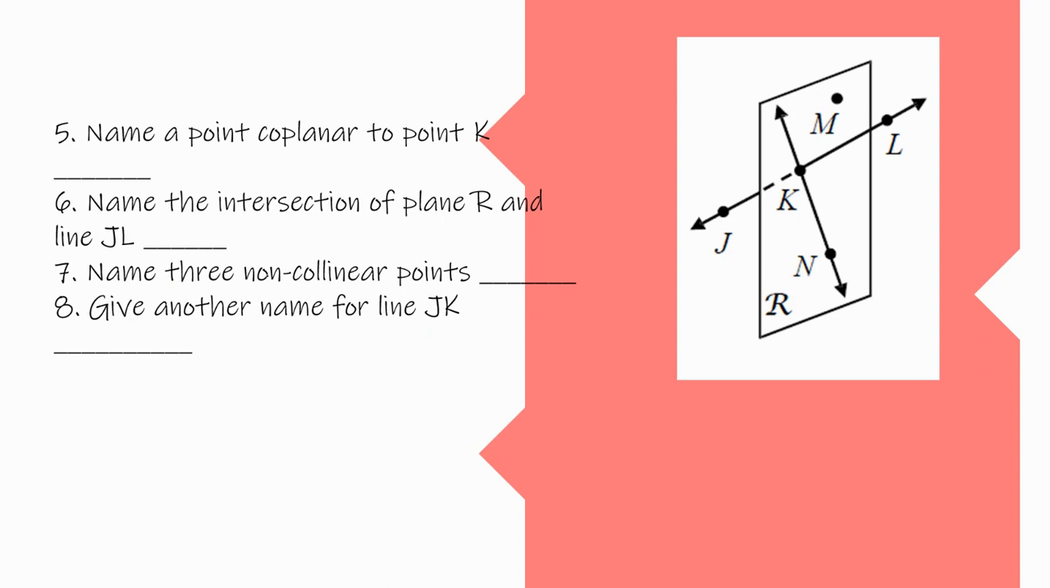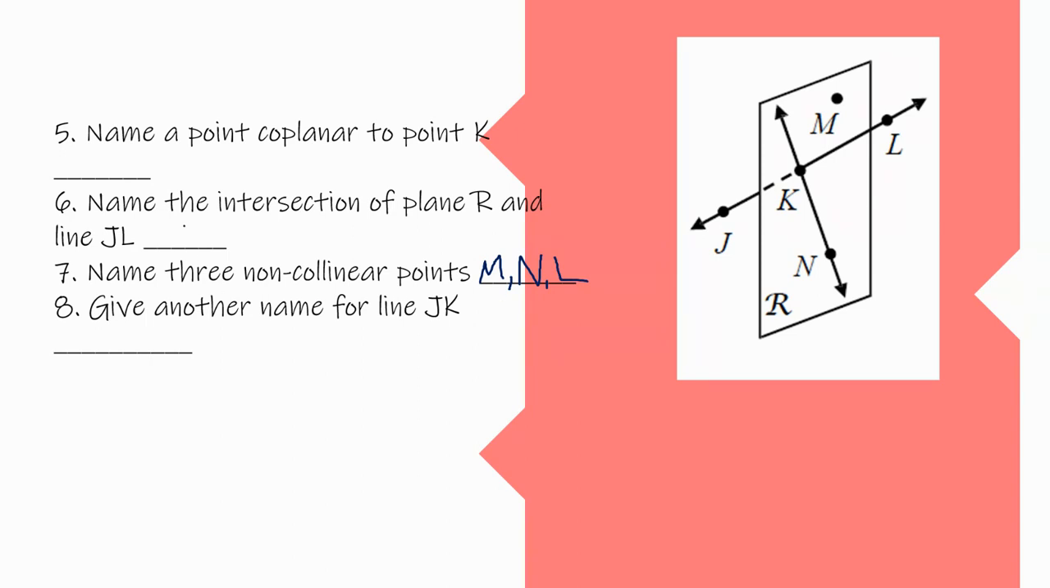Let's do number 7. Name 3 non-collinear points. So remember, collinear points means on the same line. Now let's find ones that are not on the same line. Looks pretty easy, right? M is not even on a line, so that's not going to be collinear to anything. L is on one line, and N is on another line. So 3 non-collinear points are M, N, L.